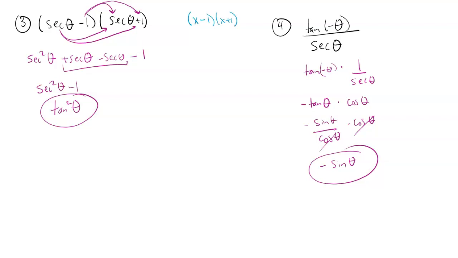Okay, let's try two more examples. Hopefully we are starting to understand what we're looking at, what we're looking for. If you want to try this one again on your own, I'm going to tell you what your answer should be. You should get cosine squared of theta times sine squared of theta. If you want to pause the video and try it, by all means, go right ahead.